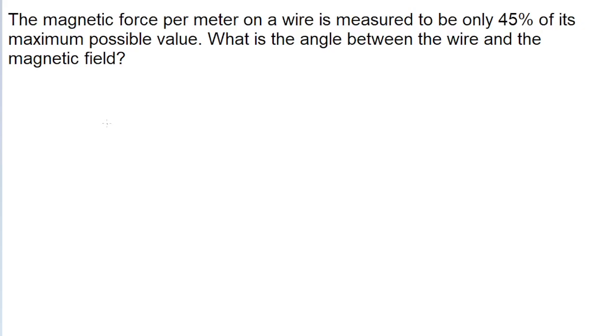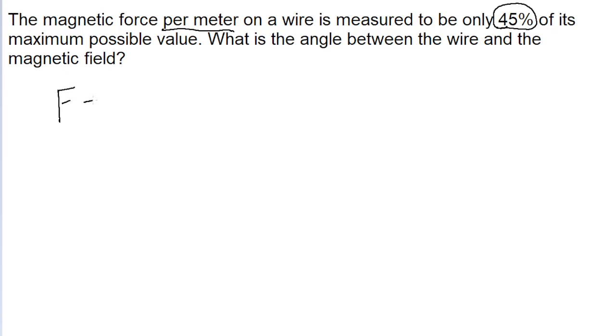Hey guys, in this problem we're told that the magnetic force per meter on a wire is 45% of the max, and we want to find the angle from that information alone. We're not given a lot of information, but this problem is still pretty doable.